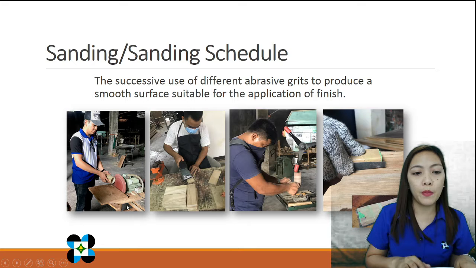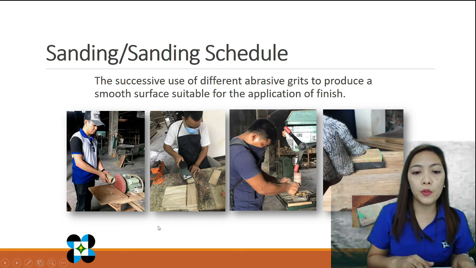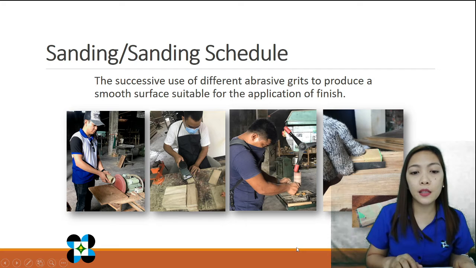We have the desander, we have the vibrating sander, the spindle sander para dun sa mga inside part ng bamboo. So there are different kinds of sander available depende sa purpose. And then for manual sanding, we can also use sanding blocks.